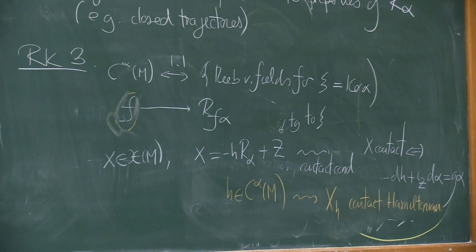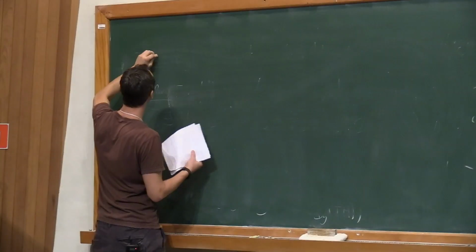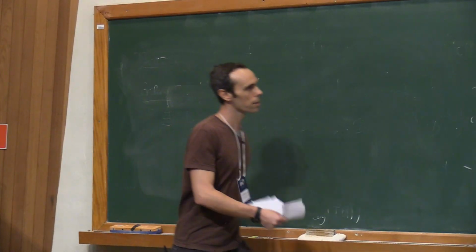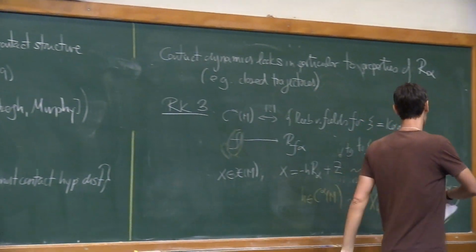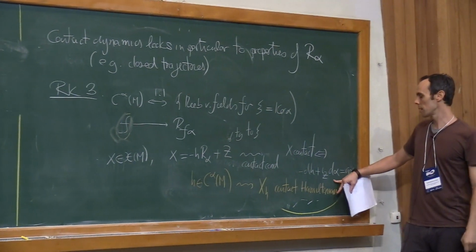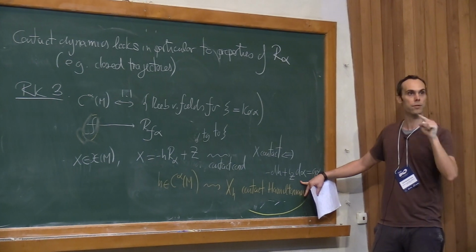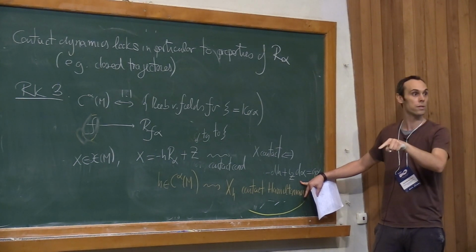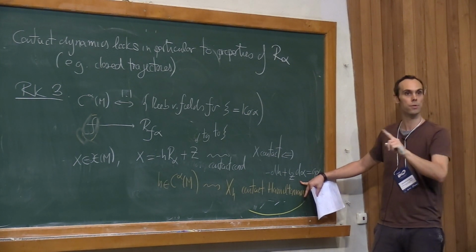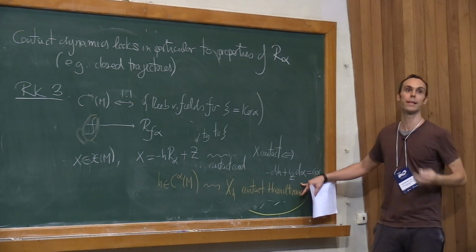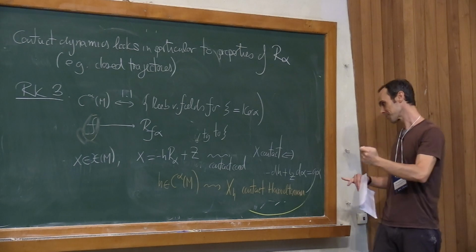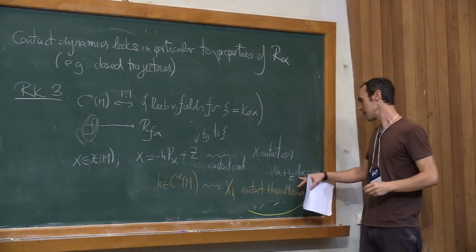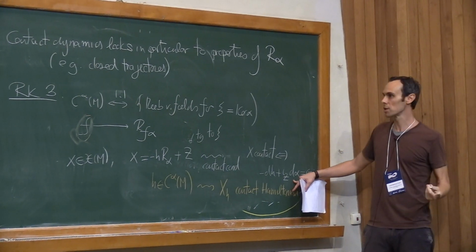Let me, in fact, before going to Hamiltonians, derive some consequences of that equation. That equation tells you in particular that you never have contact vector fields which are everywhere tangent to the contact distribution. That's absolutely impossible because the only solution is the zero vector field. So that's the first condition.